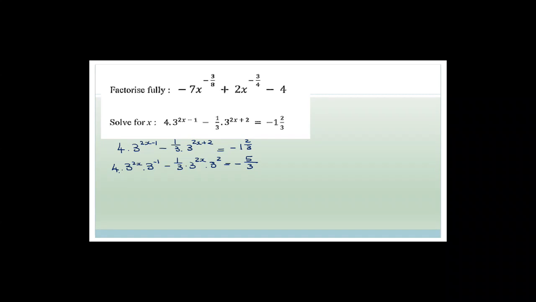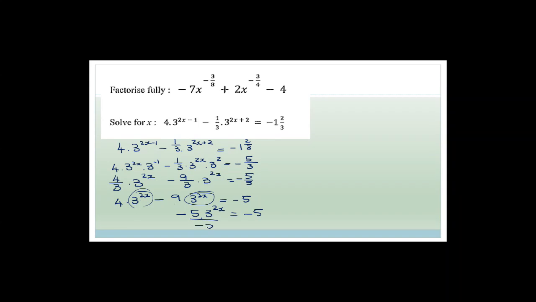Okay, so now do you see that this is the same as 4 over 3 times 3 to the 2x minus 9 over 3 times 3 to the 2x is equal to minus 5 over 3. So what I'm going to do is multiply the whole thing by 3 to get rid of these denominators. So I've got 4 times 3 to the 2x minus 9 times 3 to the 2x is equal to negative 5. 4 minus 9 is minus 5 times 3 to the 2x. Why? Because we're saying that the 3 to the 2x is the same as an a. So we're getting 4a minus 9a is equal to minus 5, so minus 5a is equal to negative 5.